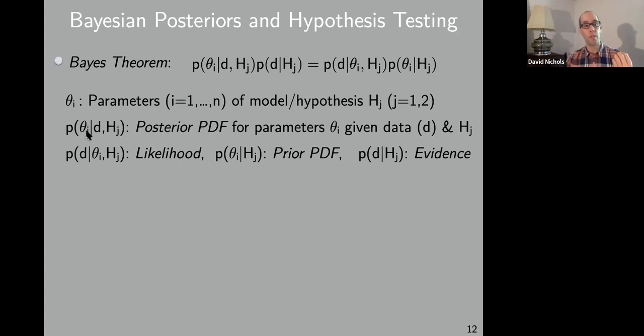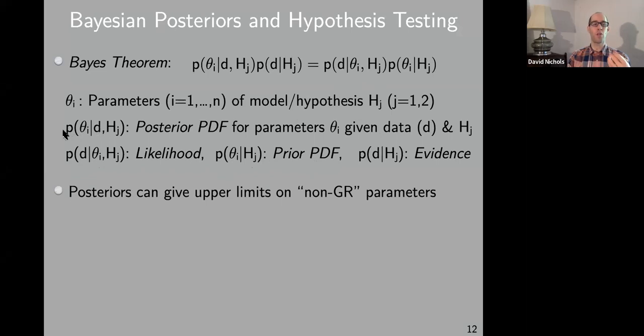This posterior probability distribution is somewhat hard to compute, as is the so-called evidence, so the probability for the data given a hypothesis for the model that's being used. These are challenging to compute, but the right-hand side, this so-called likelihood, the probability of the data given your model, and your prior probability density function, your a priori probability for these parameters, which is usually assumed to be uniform or agnostic, are something that are easy to compute.